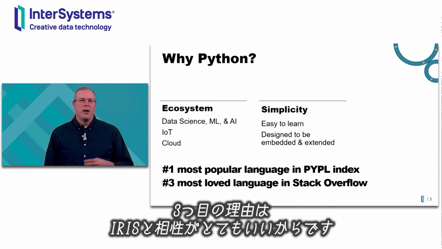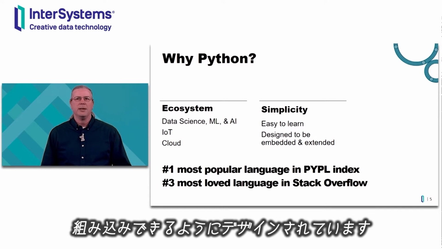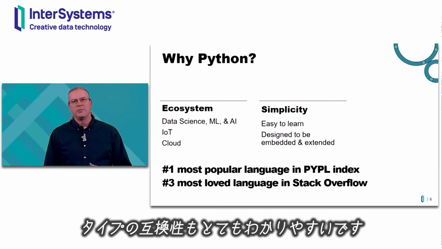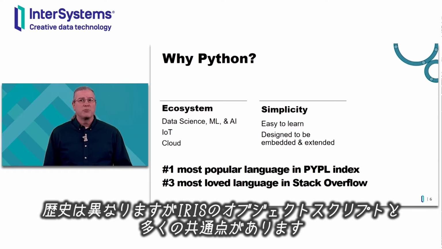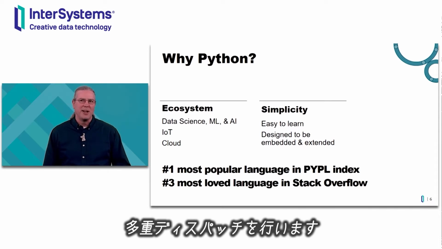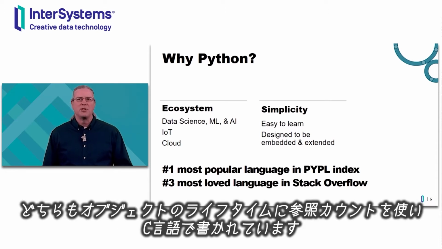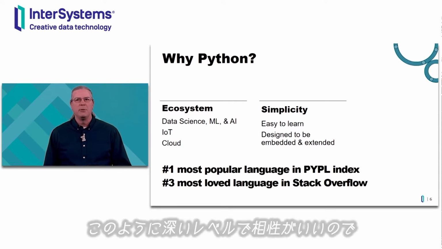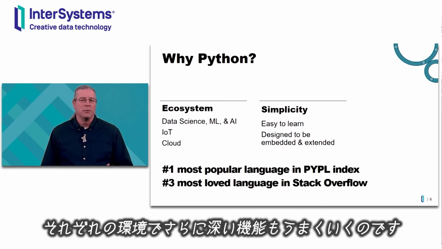And the third reason is that Python fits really nicely with Iris. It's designed to be embedded. Its runtime is very similar to the Iris runtime. Type compatibility is very straightforward. While ObjectScript and Python have very different histories, they have a lot in common. They're both what we call object-oriented, dynamic, interpreted languages with full polymorphic dispatch. Both use reference counting for object lifetimes, and both are written in C. This deep simpatico of the languages allows for even deep capabilities in each environment to just work.